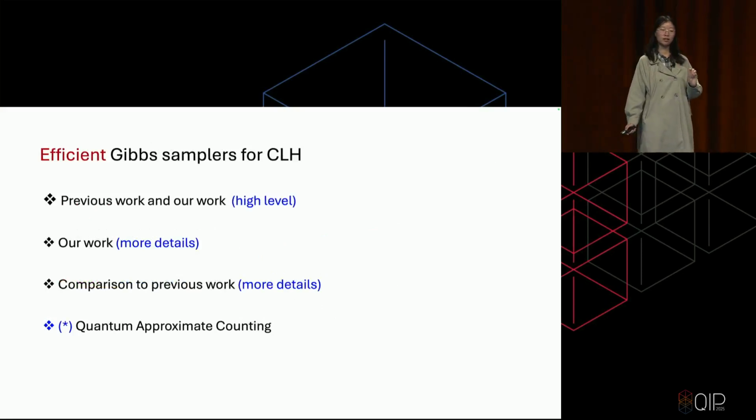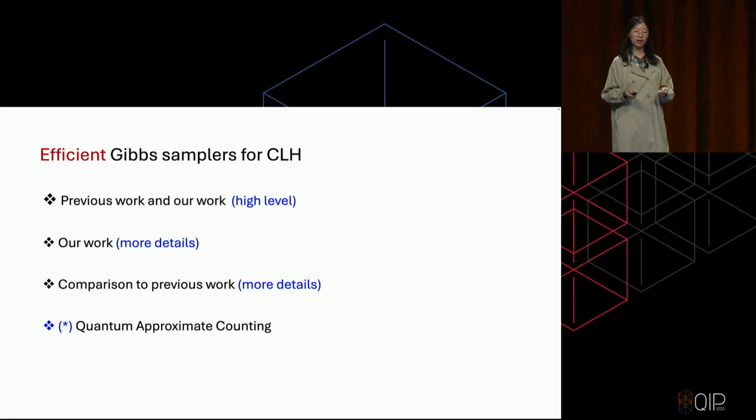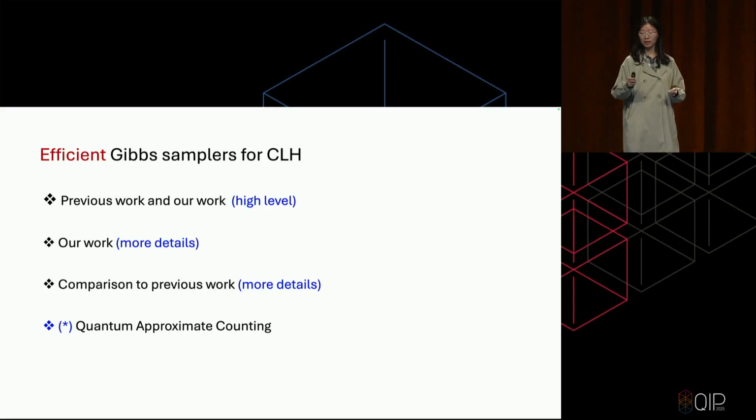So here is the outline of the talk. First, to avoid confusion, I will give a very high-level description of previous work and our work. After that, I will give a more detailed description of our work and a comparison with previous work. And if we have more time, I might talk about something related to quantum approximate counting. So that's the plan.